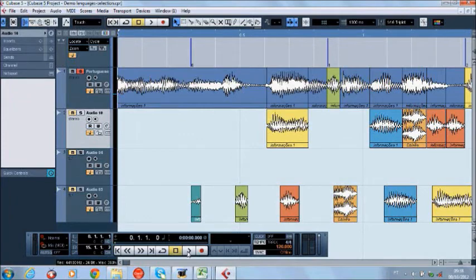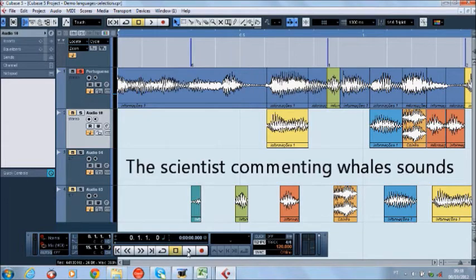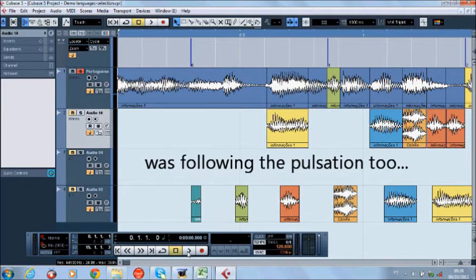Now that we have done this very interesting thing, I have to say that here in Wales, there was a scientist. I was hearing him, and suddenly I perceived that he was following the pulsation too. He hesitated and followed the next pulsation. I shouted, maybe humans should follow this same pulsation too.